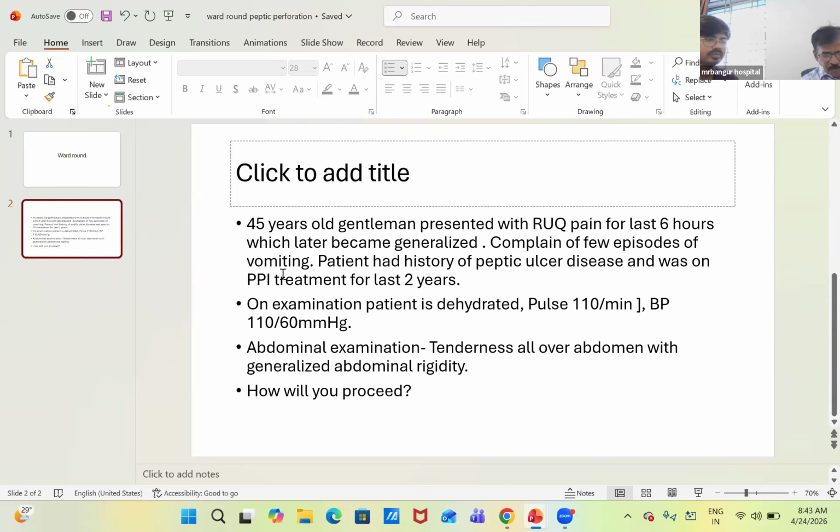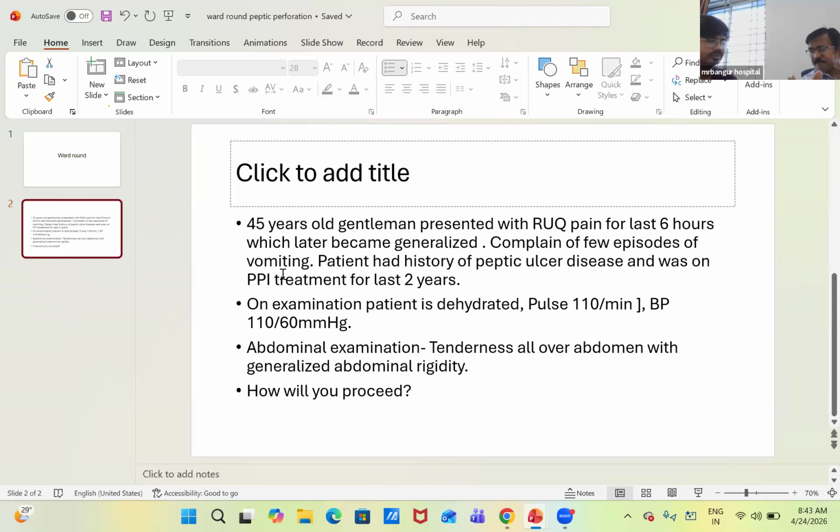So take a little more history about his illness for the last 2 years. What treatment is he on? Is he taking regular medication? Is he being relieved of his symptoms? And then this pain, given a history of 6 hours, how is this pain progressing?